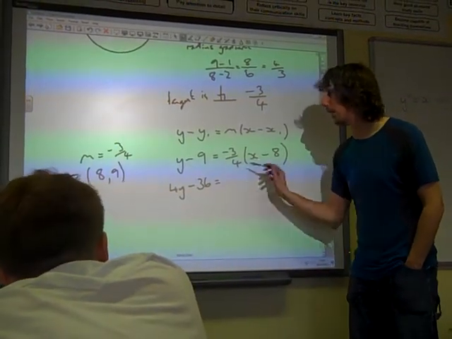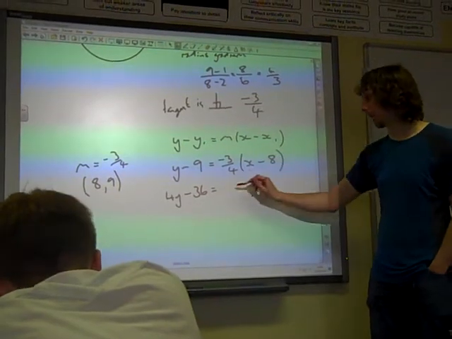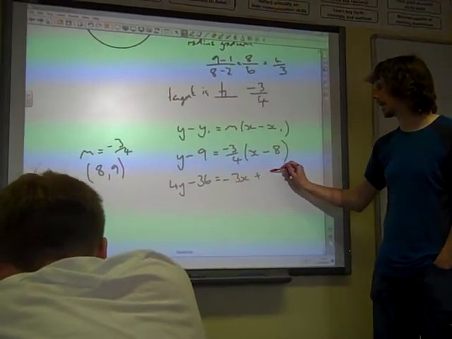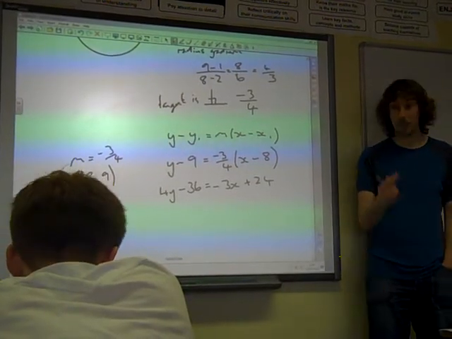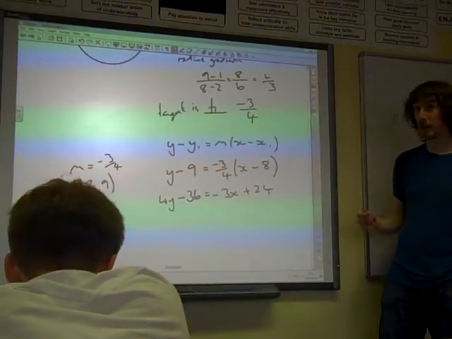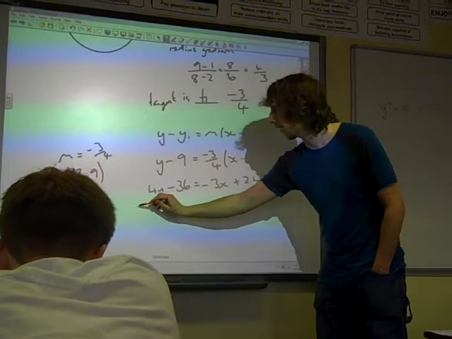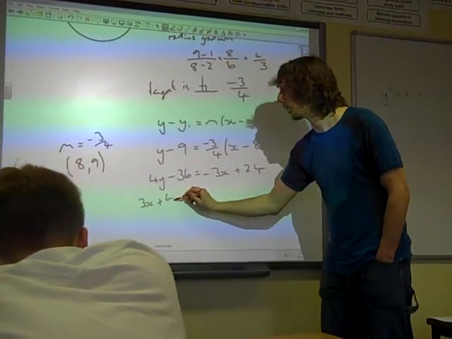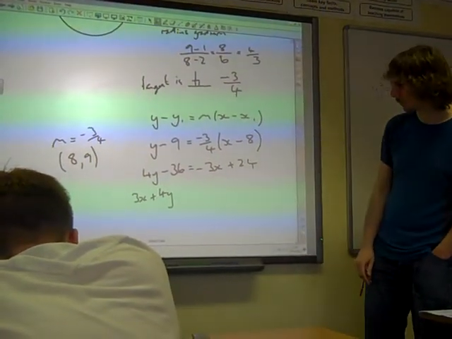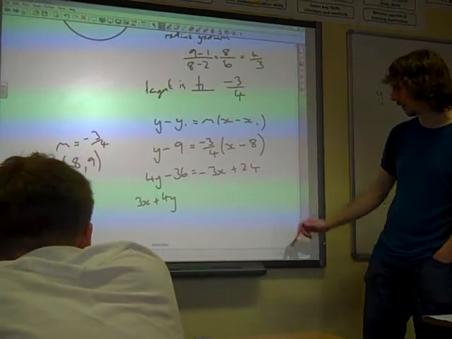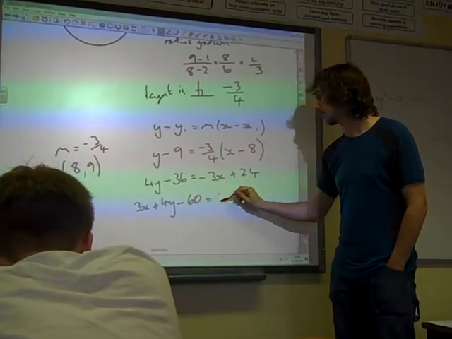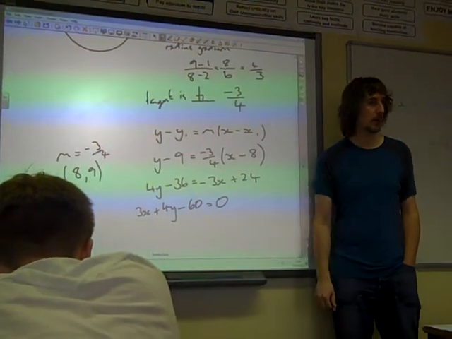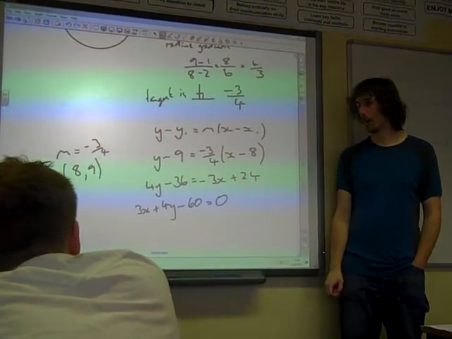If we times everything by 4 and multiply out the bracket, it looks like that. And then I think we might like to collect everything together on one side. So 3x plus 4y, what have we got there? Minus 60, sorry, is equal to 0. And that would be our equation of the tangent.